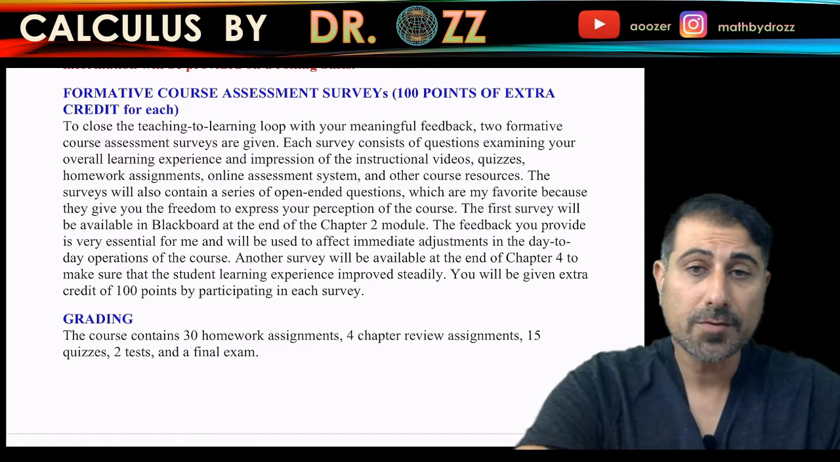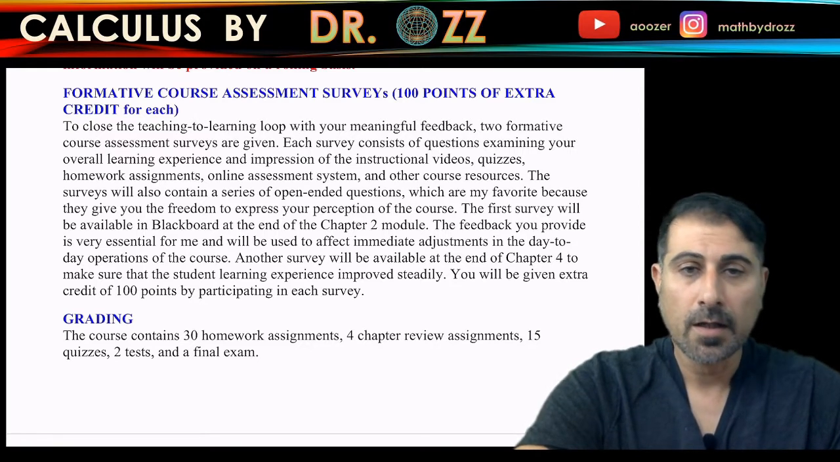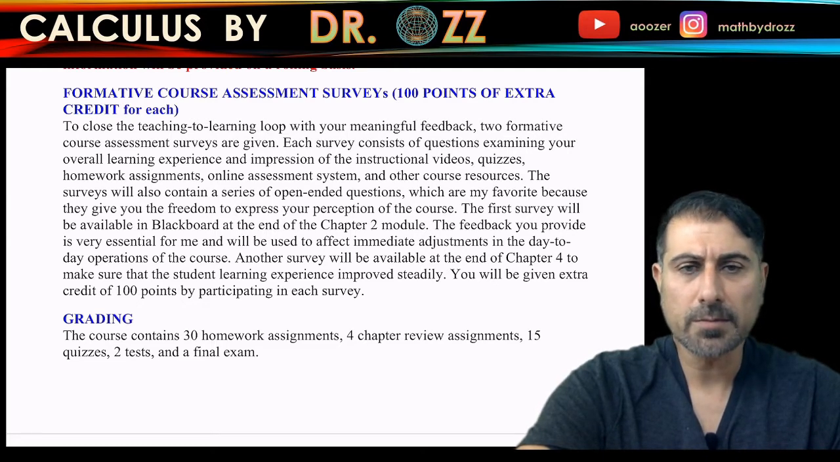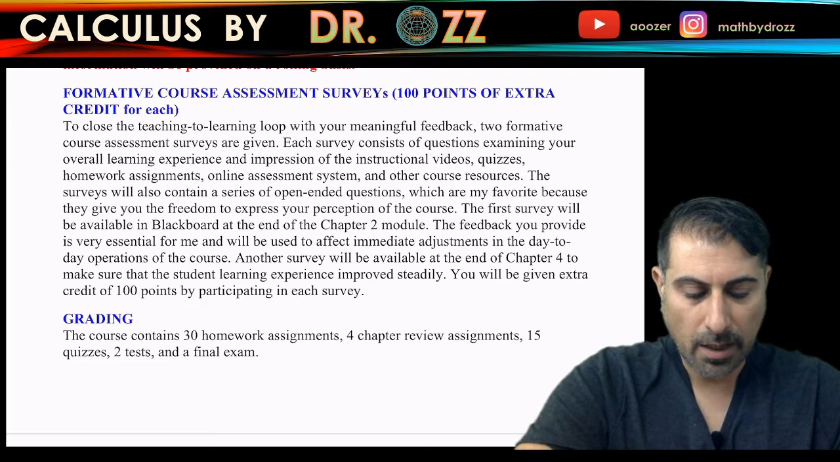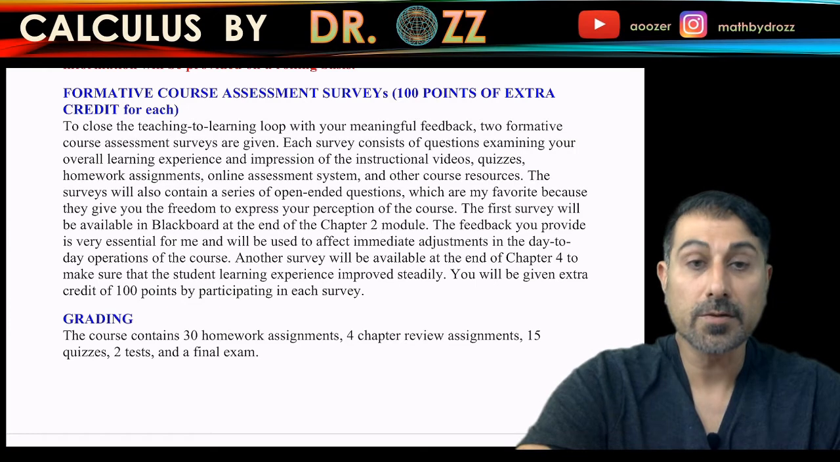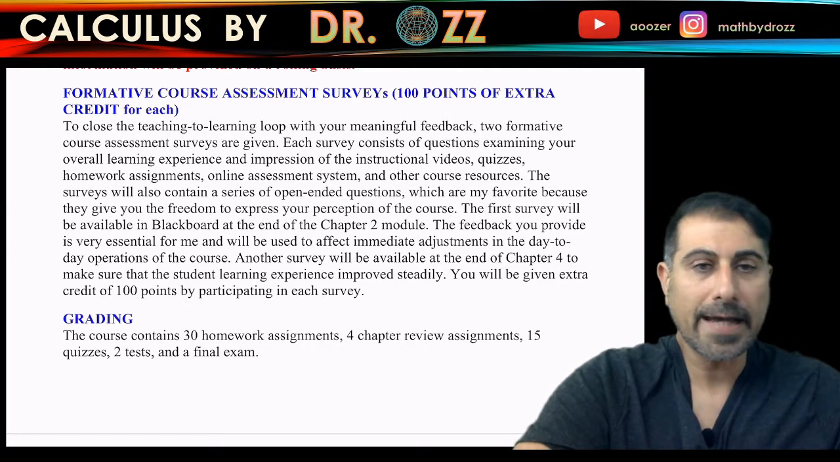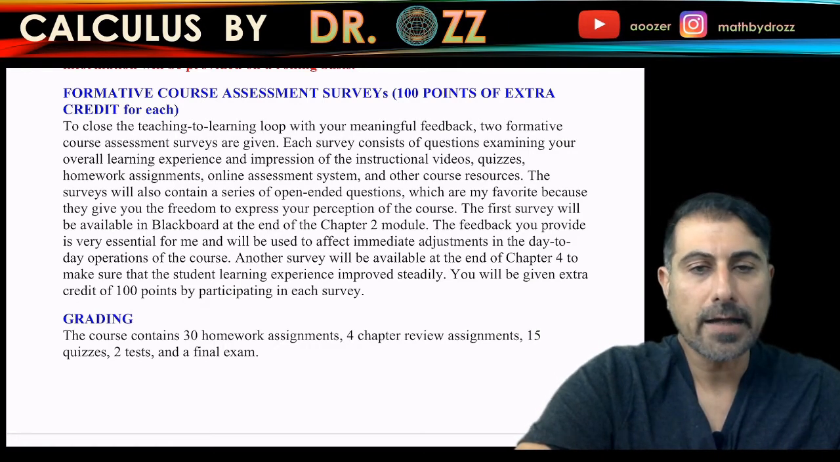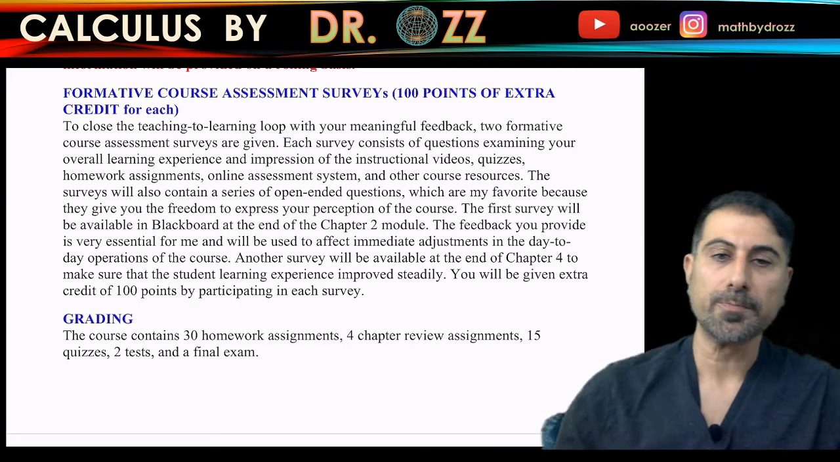All right, we have 2 formative course assessment surveys given to you during the semester. One is going to be around the 4th week, and the other around the 10th week. This is all about giving us feedback about this course. You're going to be rewarded 100 points for each survey, which essentially adds up to 1% extra added to your final score. So if you complete 2 surveys, you have 2% already added to your final score.